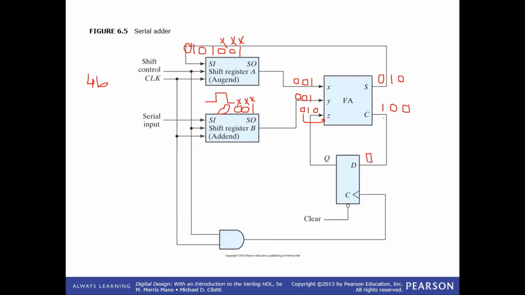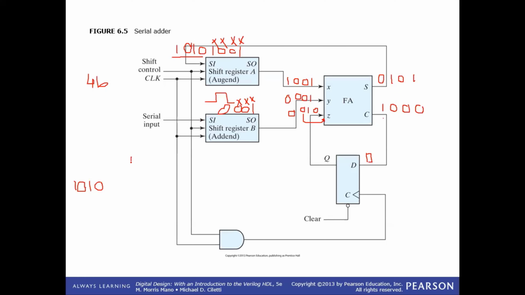Now, the fourth positive edge, the last positive edge. What's going to be present at x? 1. At y? 0. At z? 0. So a 1 would come at the sum and a 0 would come at the carry, right? Yes. So we have 1, 0, 1, 0 at this place now in the shift register A, which has the updated contents.